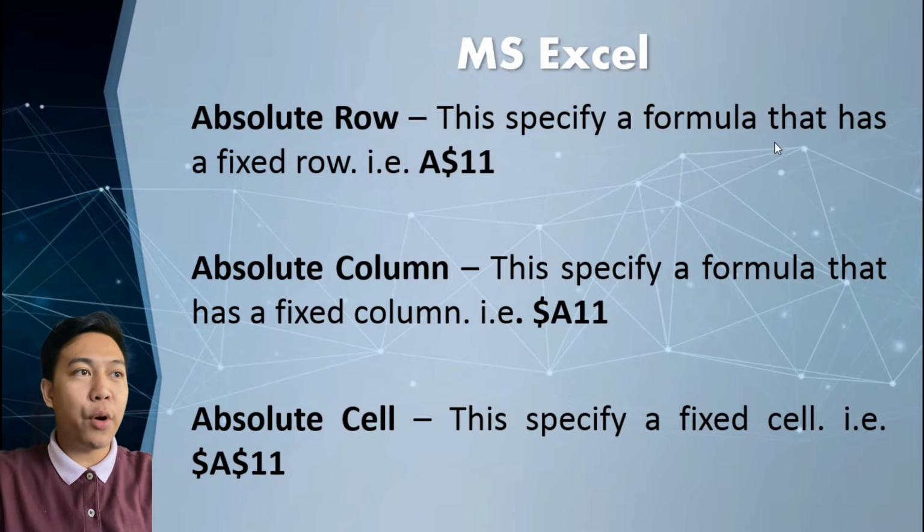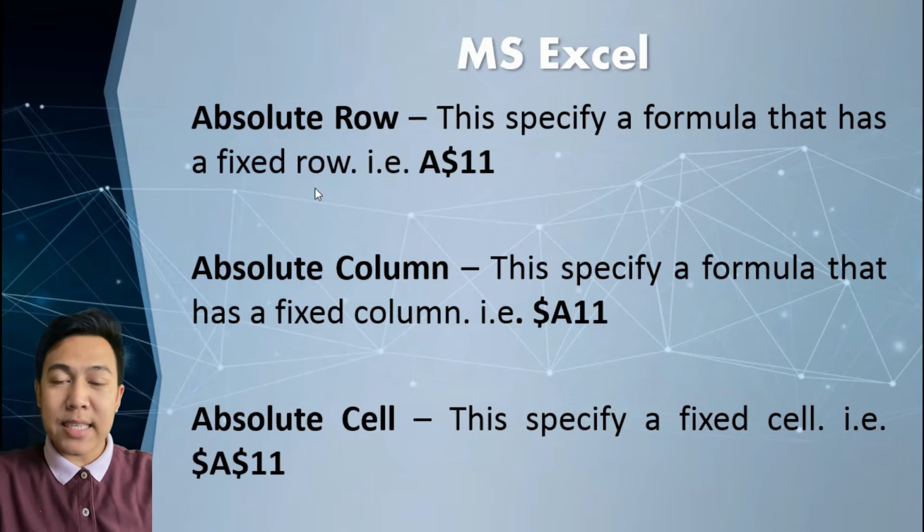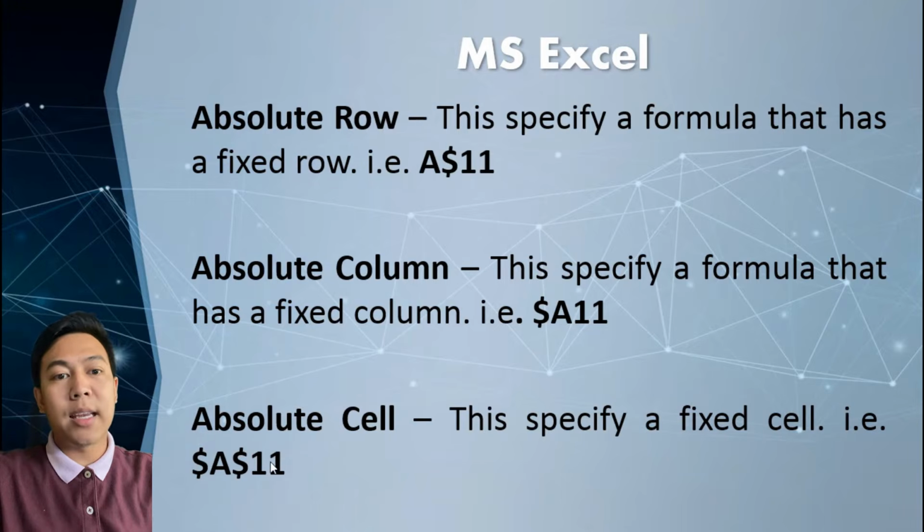So let's proceed to absolute rows. This specifies a formula that has a fixed row. As I said a while ago, our rows are composed of numbers. So as you can see here, the dollar sign is placed before the number. So this is an absolute row. Next, we also have absolute column. This specifies a formula that has a fixed column. For example, we have a dollar sign A and then 11, meaning the absolute value is on the column. And then we also have the absolute cell. This specifies a fixed cell. For example, we have a dollar sign A, dollar sign 11, meaning both the column letter and row number are absolute.